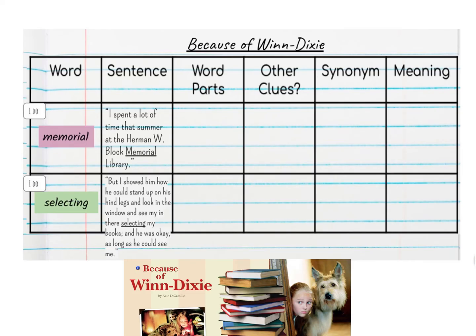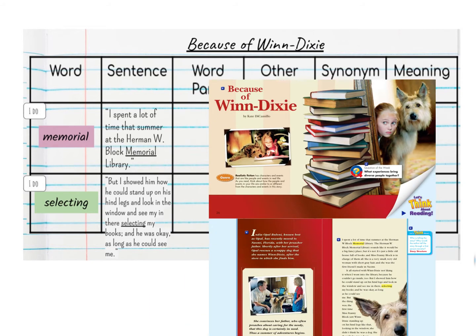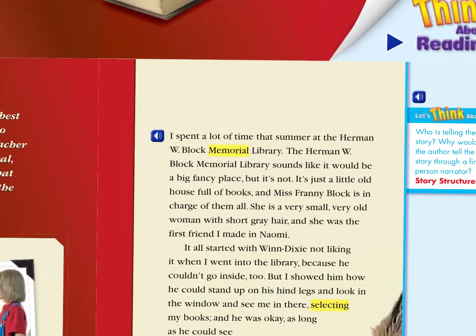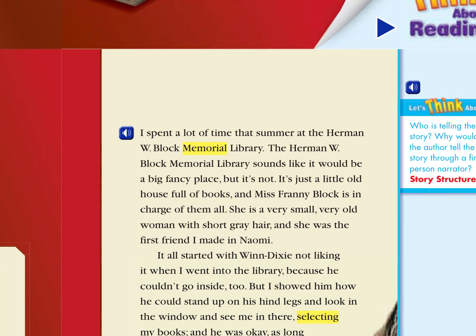Let's start by looking at the word memorial. I'm going to go back to the text Because of Winn-Dixie, and I'm going to look inside that text. I'm noticing that the very first highlighted word is that word memorial. Now today we have learned that growing readers use context clues to figure out words that are hard or challenging. Context clues are clues around or inside that word you're trying to figure out.